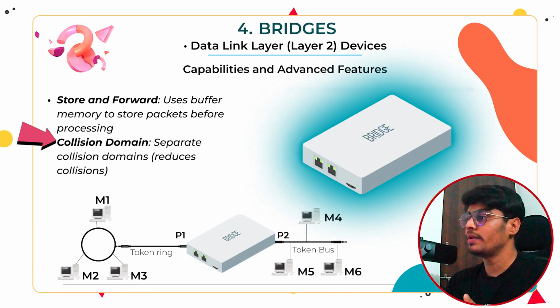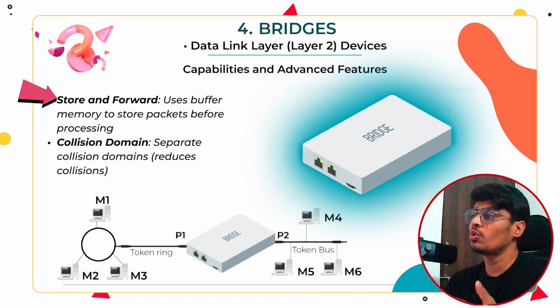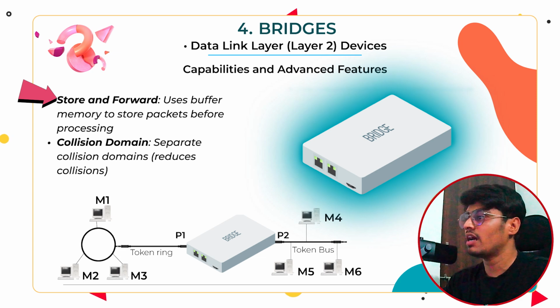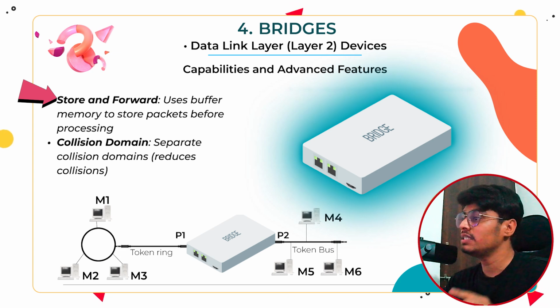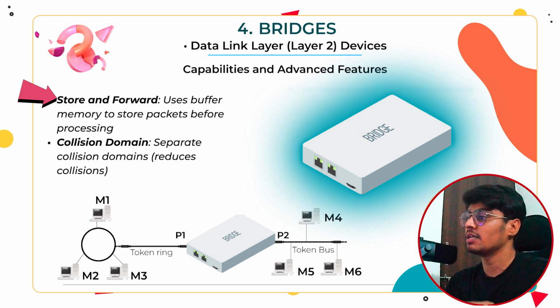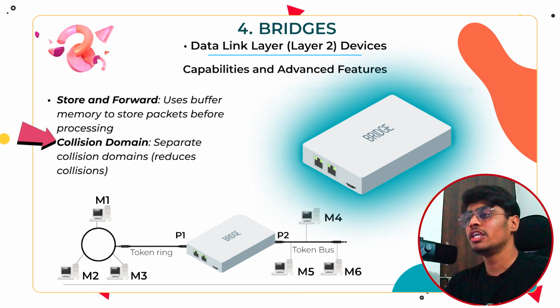Next, the collision domain. Bridges use the store and forward strategy. It means that it stores the packet and forwards it after processing it, as we discussed earlier. So the bridge has its own buffer or memory. If a packet arrives, it stores it in the buffer. If another packet arrives at the same time, it stores that also in the buffer. So collisions are reduced, and the collision domain is very small.